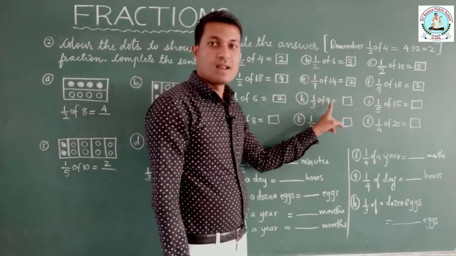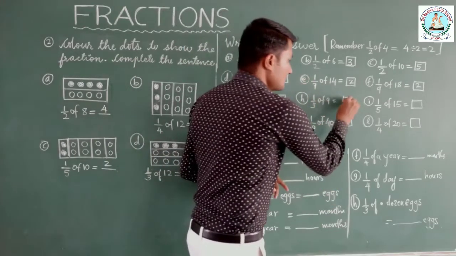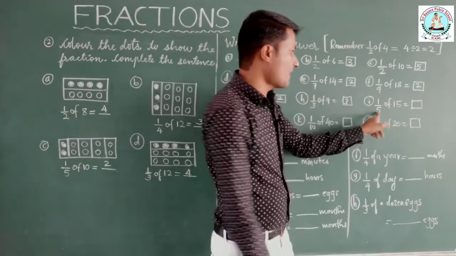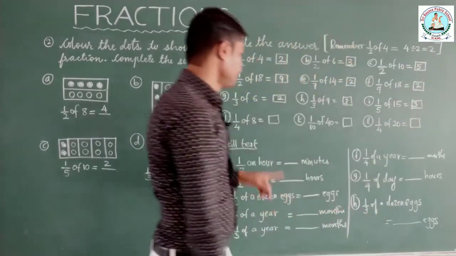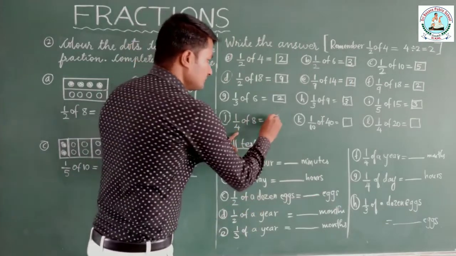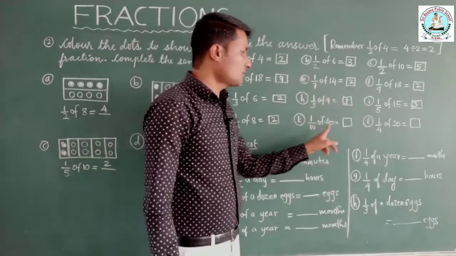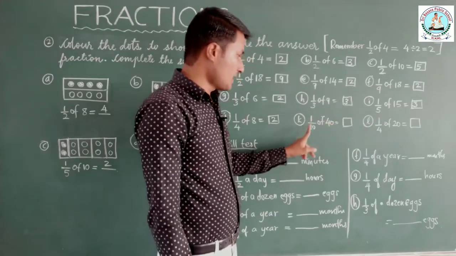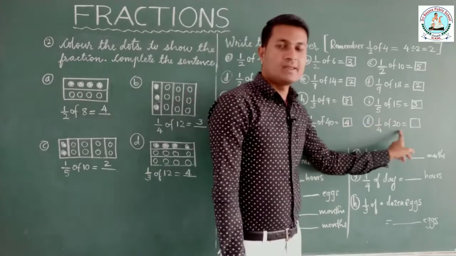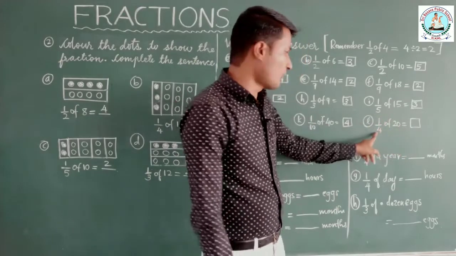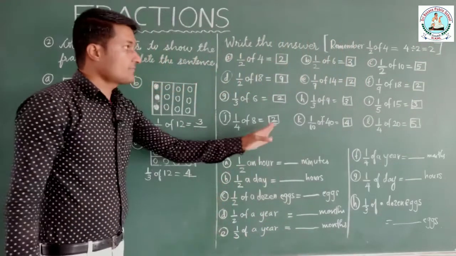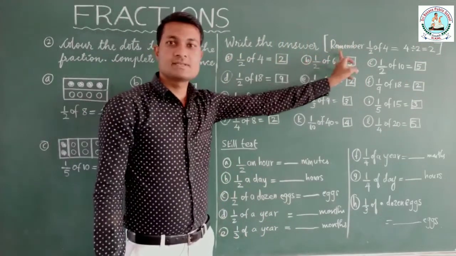1/3 of 9, 9 divided by 3, how much? 3. 1/5 of 15, 15 divided by 5, 3. 1/4 of 8, 8 divided by 4, 2. 1/10 of 40, means 40 divided by 10, it is 4. 1/4 of 20, means 20 divided by 4, it is 5. Yes, we have written the answers based on this clue.